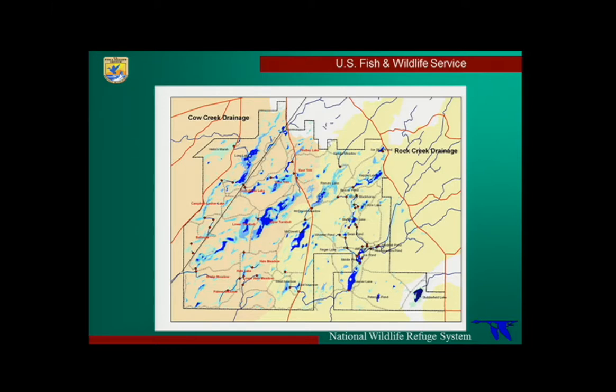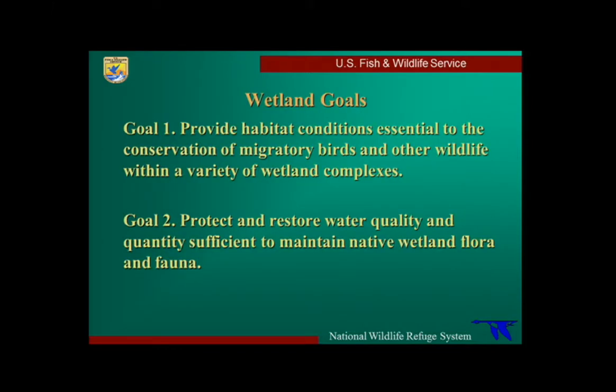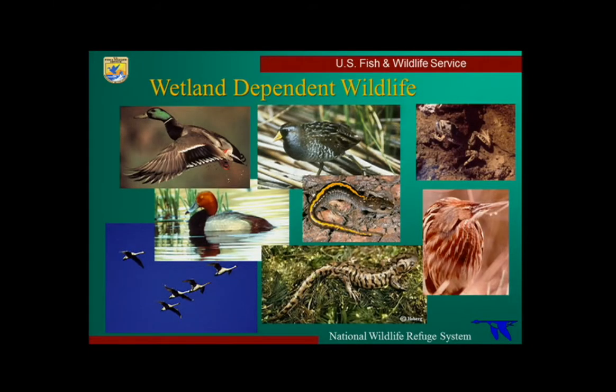and so we can manage those wetlands. We developed wetland goals through our habitat management planning process, and these are our two broad goals. One, to provide habitat conditions for wetland-dependent wildlife within a variety of wetland complexes and really focusing on migratory birds, because that was one of the reasons why we were established. And then second is to protect our water quantity and quality to maintain that habitat that's necessary for our native wetland flora and fauna. And so these are just a picture of some of the wetland-dependent species.